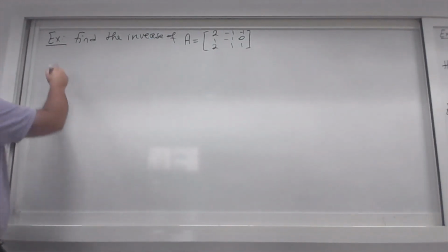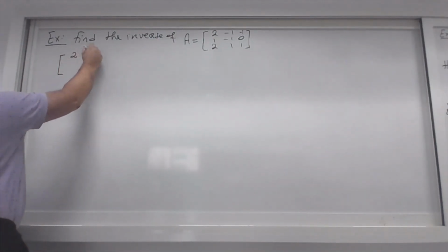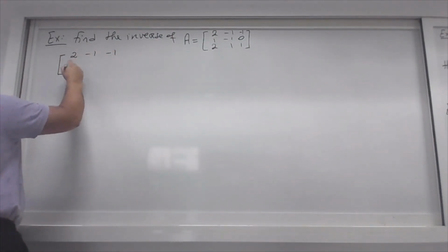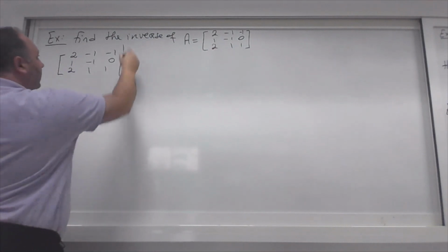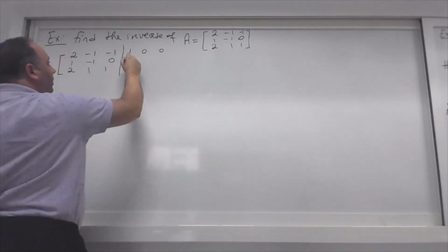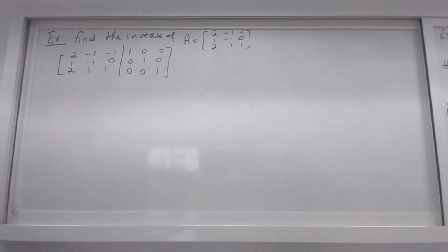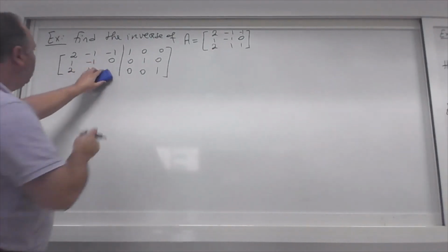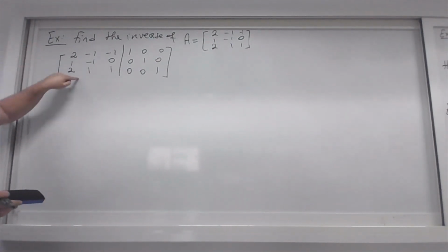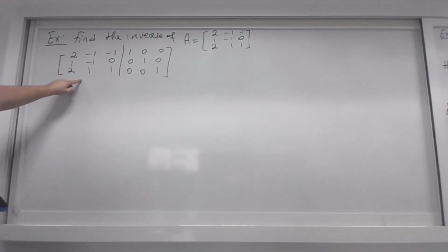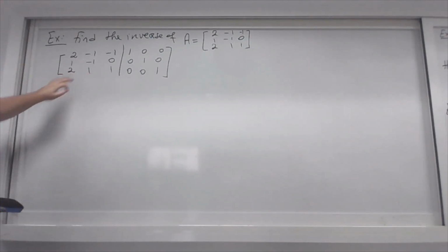So what we do, we start the process by writing an augmented matrix, a slash, and then on the other side we put the 3 by 3 identity. That's our procedure. So this is the beginning. Now our goal is to produce reduced echelon form on this side. Hopefully it's going to be identity. If it's not, then we don't have the inverse. So let's see what we do.